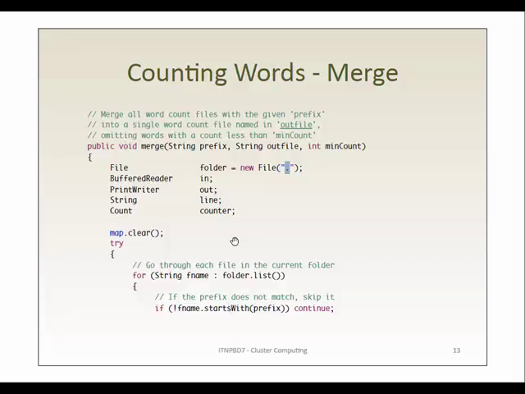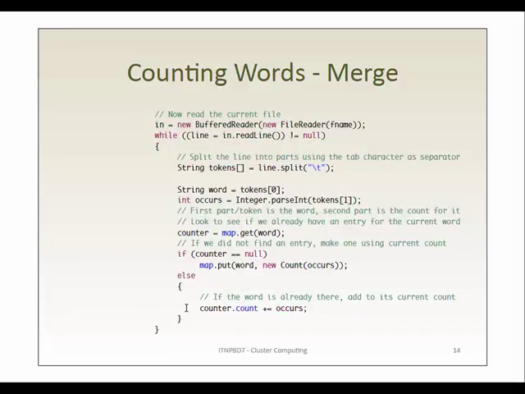So if the file does not start with this prefix, continue. Continue just means go to the next thing in the for loop. So once we get past this line here, we should only have files that start with our prefix. They'll only start with C-WP.